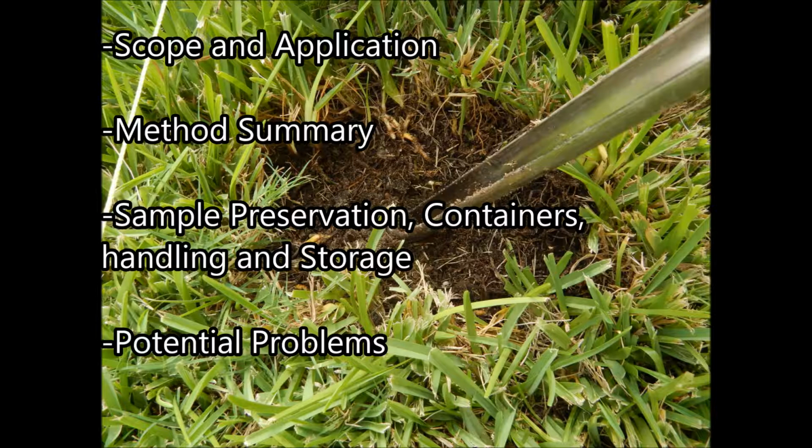Sample preservation, handling, and storage states the use of clear glass containers, a red insulated cooler at 4 degrees Celsius, and a chain of custody. Potential problems to consider are contamination and improper sampling procedures.